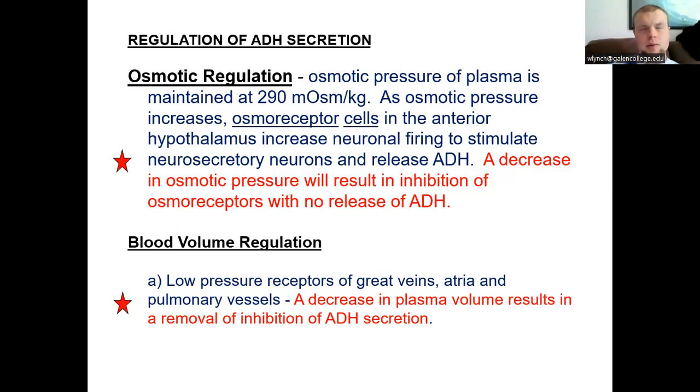Blood volume regulation comes from low pressure. So if we have a decrease in plasma volume, a decrease in blood pressure, it's going to result in the removal of the inhibition of ADH secretion. So we'll have stimulation of ADH by low blood pressure.